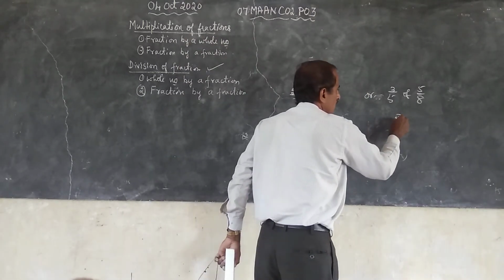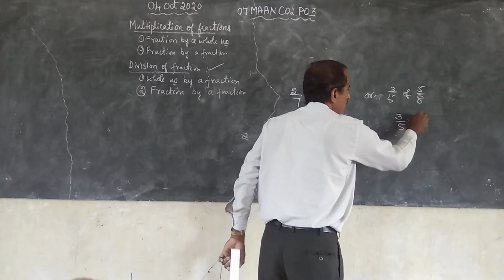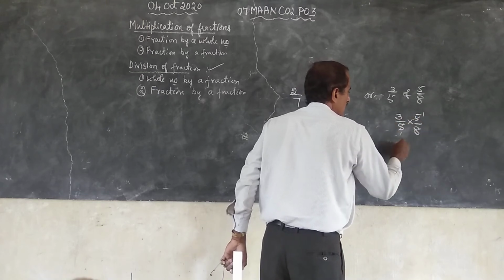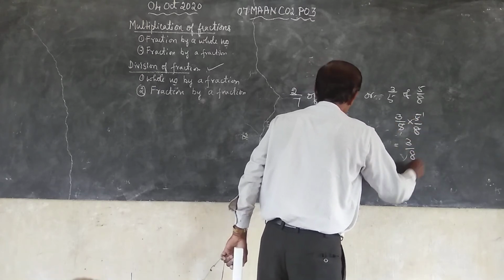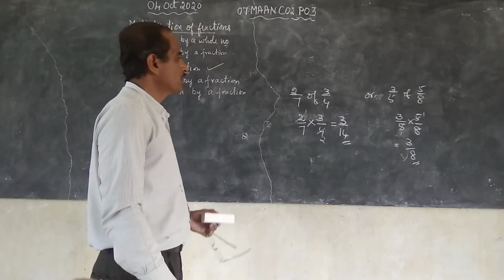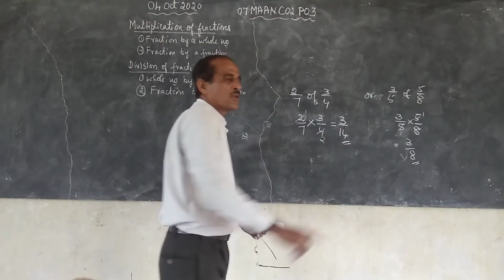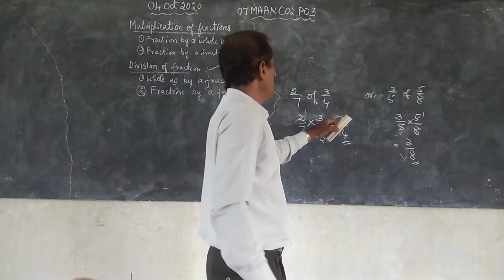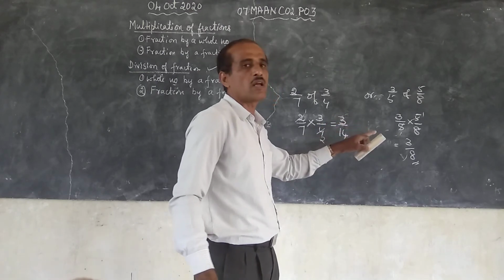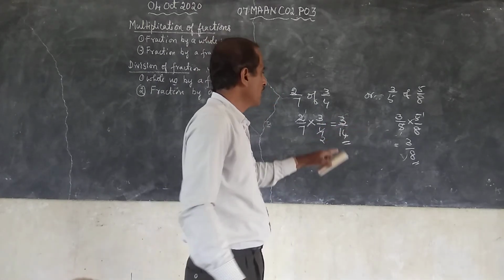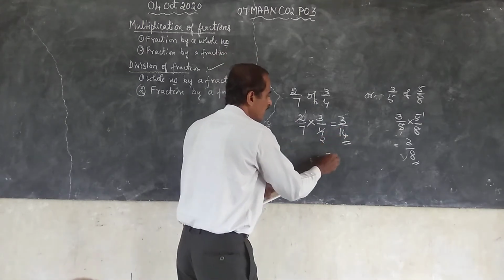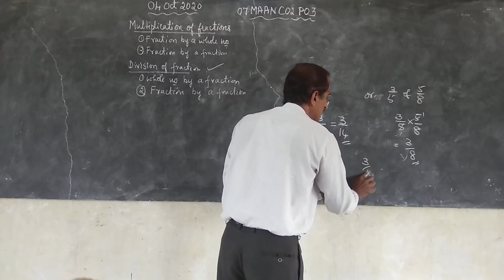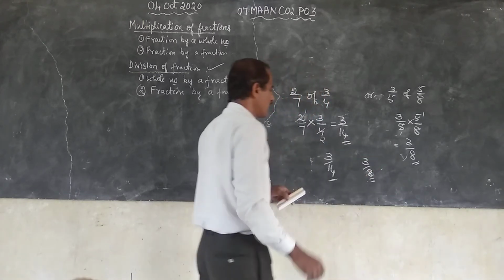Here what is the answer? 3 by 5 of 5 by 8. 5 ones are 5, 5 ones are 5. So 3 ones are 3, 3 by 8. Is it possible to identify this fraction as bigger or smaller? To do that, either the numerator or the denominator must be equal. You have to equalize, as you are studying equivalent fractions. The answer of this is 3 by 14 and the answer of this is 3 by 8. Among these, which is bigger?